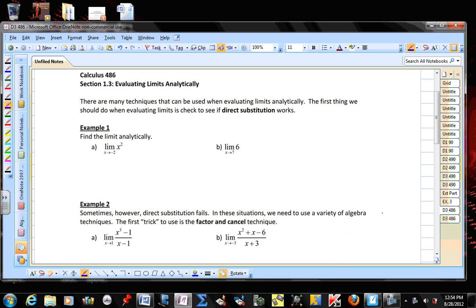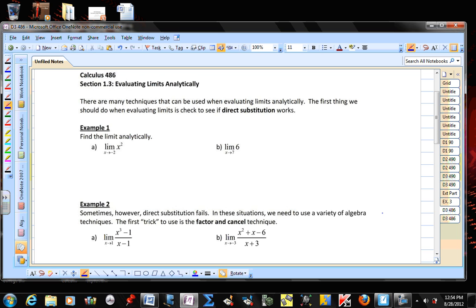We're going to begin evaluating limits analytically, and there's multiple techniques to use. Let's take a look at some of these examples. You can see in the text at the top of the page that there's many techniques that can be used to evaluate limits analytically, but the first thing we should do when evaluating limits is to check to see if direct substitution works. So let's take a look at example 1, part A.